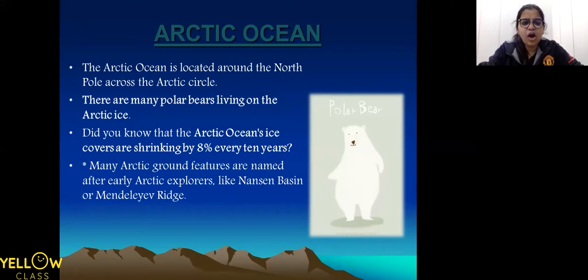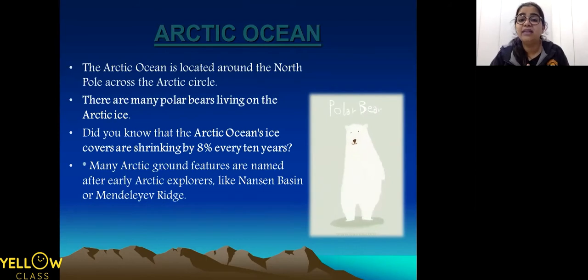Now, Arctic, kids, is located somewhere on the North Pole. And what are we seeing here? We're seeing a little polar bear dancing. Yes, because this Arctic Ocean has all ice, and there are many, many polar bears living on the Arctic ice. Yes, literally so many.